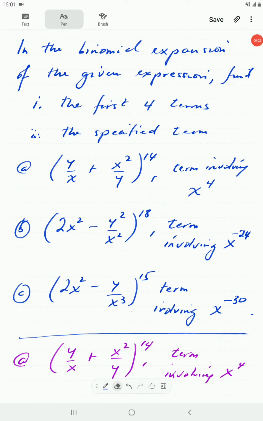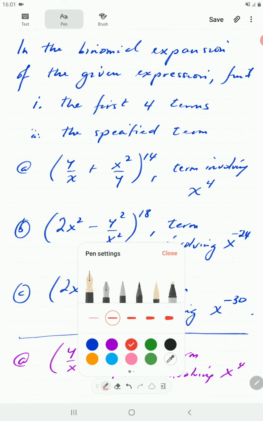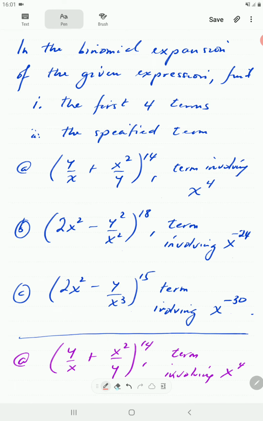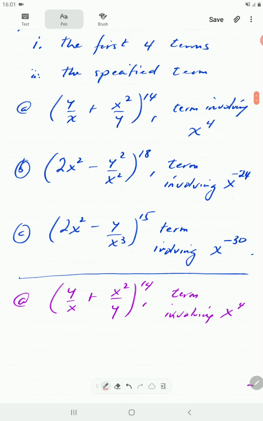Okay, in this round of examples, we're going to find again the first four terms, and we're going to find a specified term. But the small difference from these examples to the ones we did in the previous section is that here, instead of asking us to find, say, term number 14, they are giving the description of the term in terms of the power of x that the term has after simplifying. So let's see how this works out.